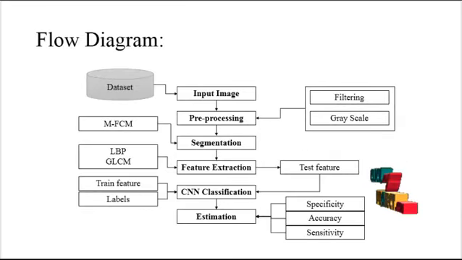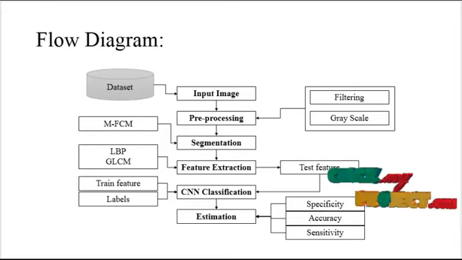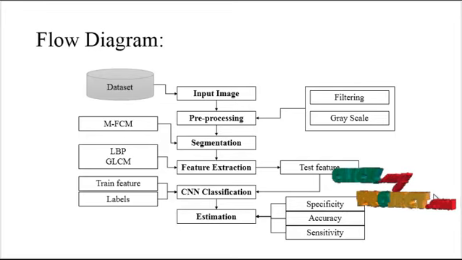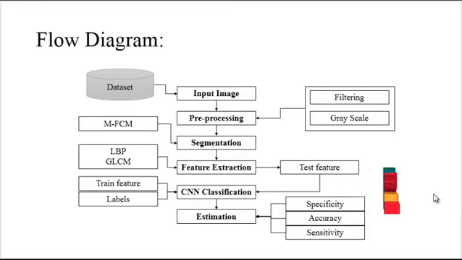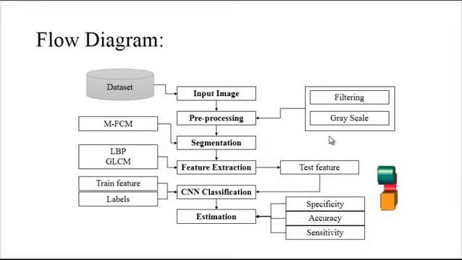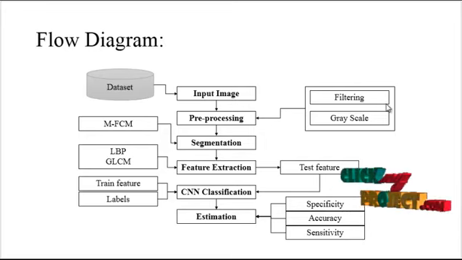Now we are going to discuss the flow diagram for the process. This is the overall workflow. At first, the step is the input image, which is taken from the dataset. After getting the input image from the dataset, the pre-processing will be carried out. In this pre-processing step, we have two steps. First is image noise filtering, then the second one is grayscale conversion.